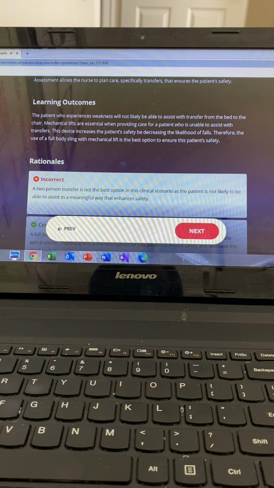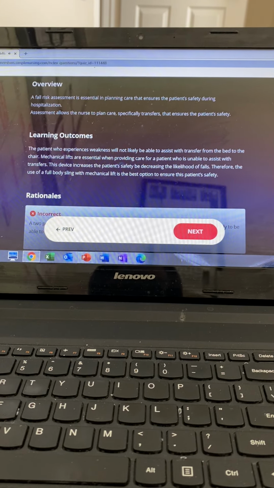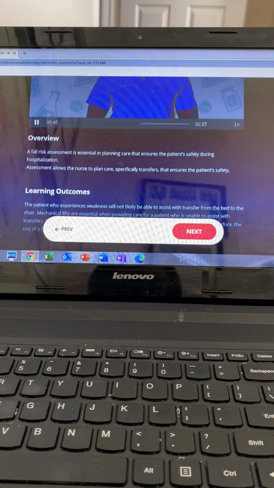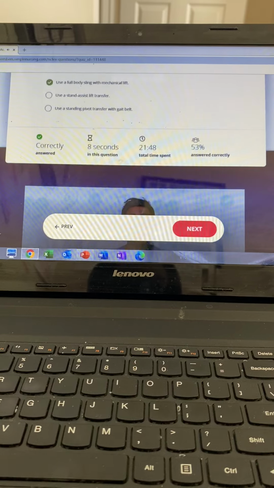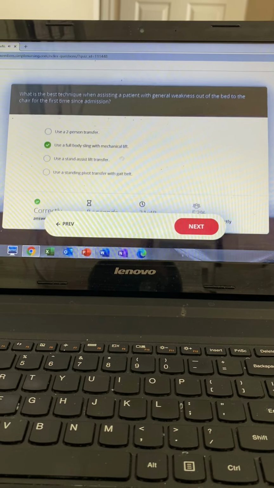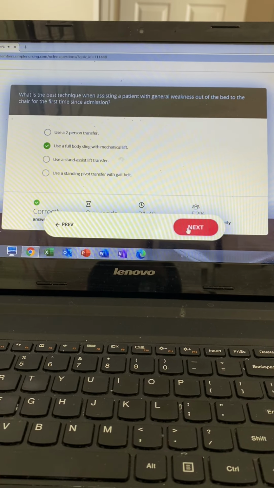So option number 2 is correct. You need a full body lift because the patient is fully weak and he lacks strength to even move. So option 3 and 4 are incorrect. A standing assist lift is not the best method.